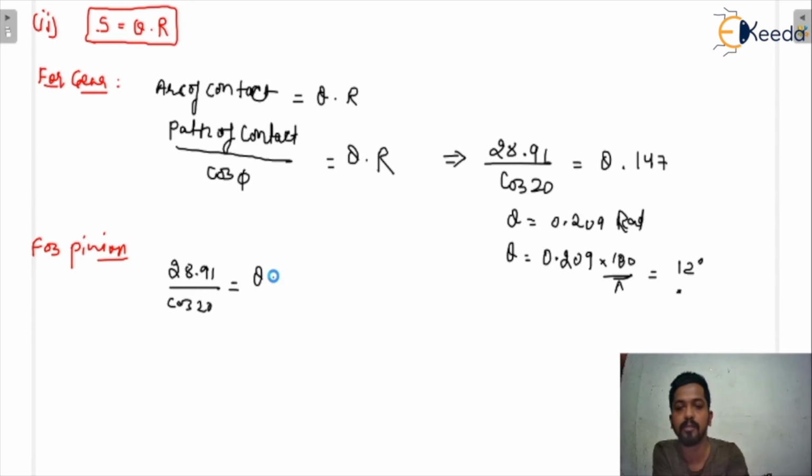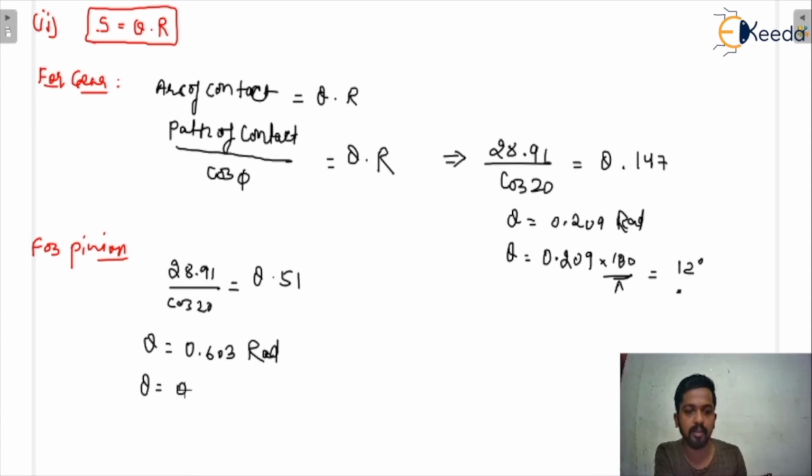What is the value of the radius of the pitch circle? 51 mm. So that is 51. Now you can calculate the theta value: 28.91 divided by cos 20 and upon 51. So that is 0.603. This is in radians.